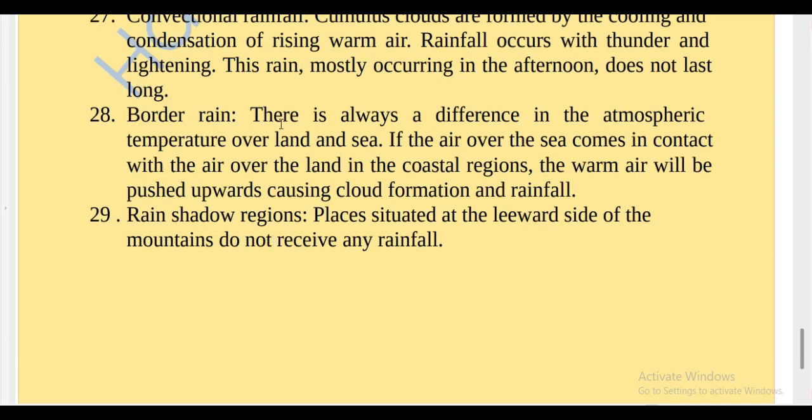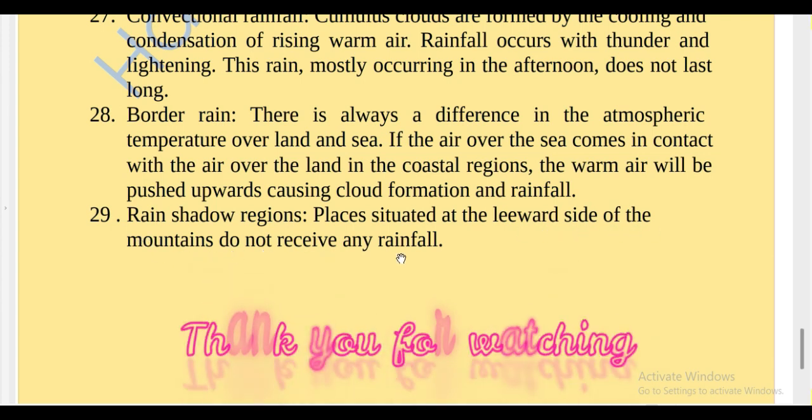Frontal rain. There is always a difference in the atmospheric temperature over land and sea. If the air over the sea comes in contact with the air over the land in the coastal regions, the warm air will be pushed upwards, causing cloud formation and rainfall. Rain shadow regions. Places situated at the leeward side of the mountains do not receive any rainfall.